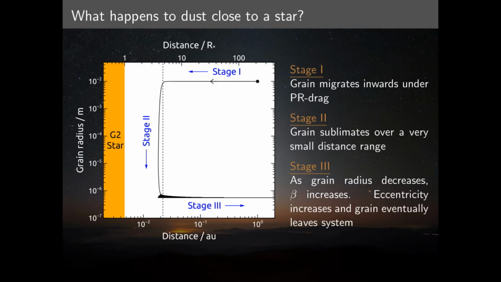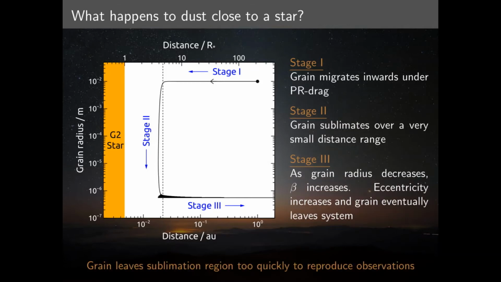To emit efficiently in the near-infrared, grains must be small and they must be hot, which means we need them in the bottom left of this plot in stages 2 and 3. But as we've already said, the grains go through stages 2 and 3 extremely rapidly. So this means that dust in this model produces far too little near-infrared emission and far too much mid-infrared emission to be compatible with observations.